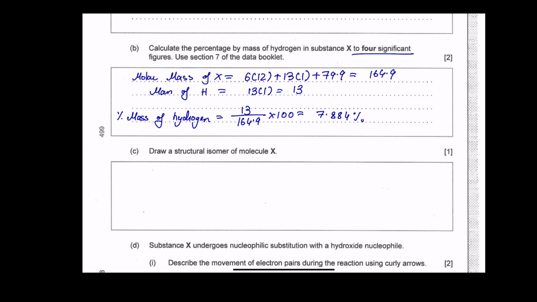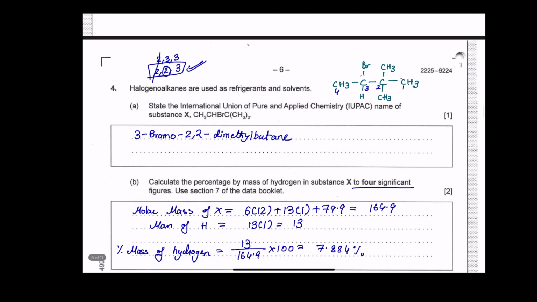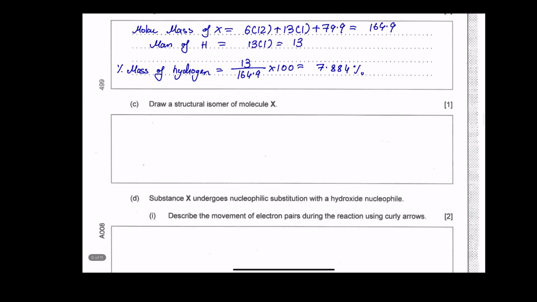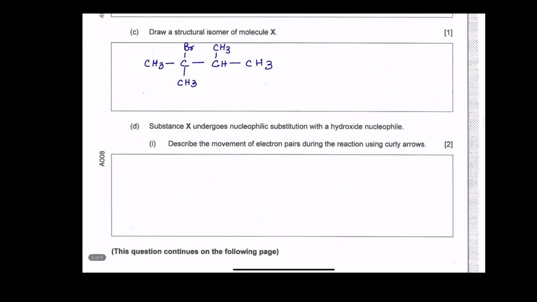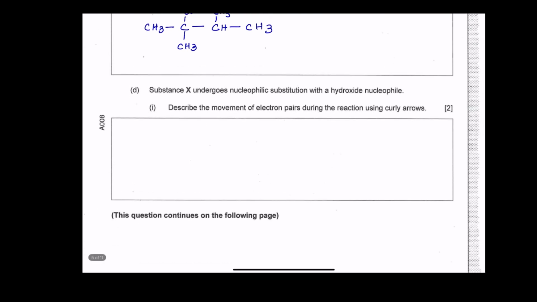Next, we have to draw a structural isomer of molecule X. For a structural isomer, we can just shift the CH3 on this carbon, and you'll get an isomer. CH3, CBr, CH3, CH3, and CH3, CH3. That's an isomer of molecule X.